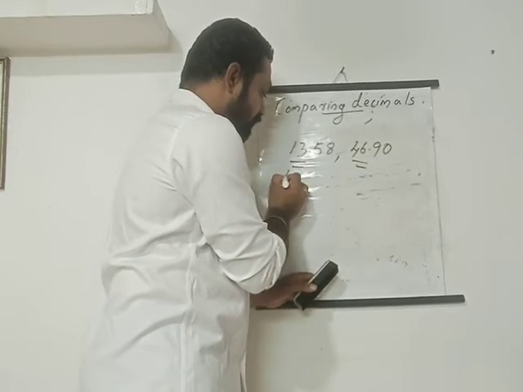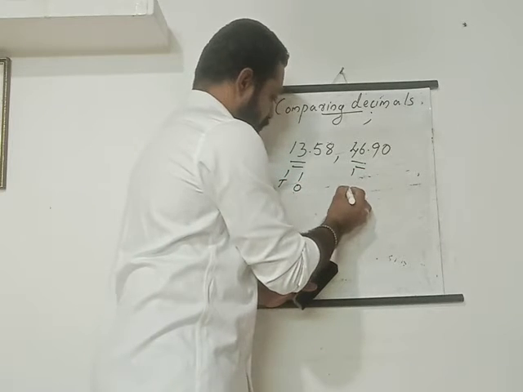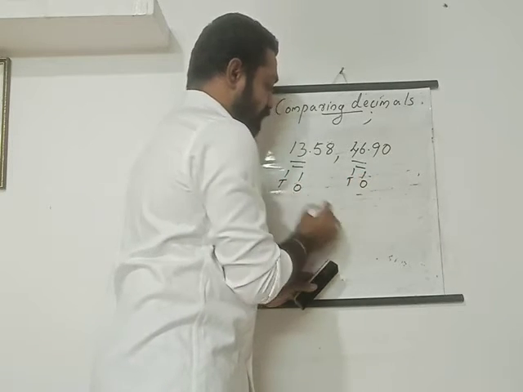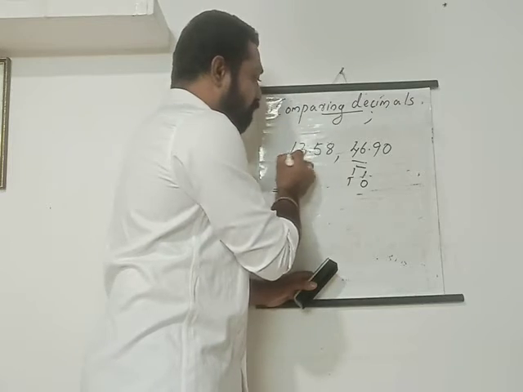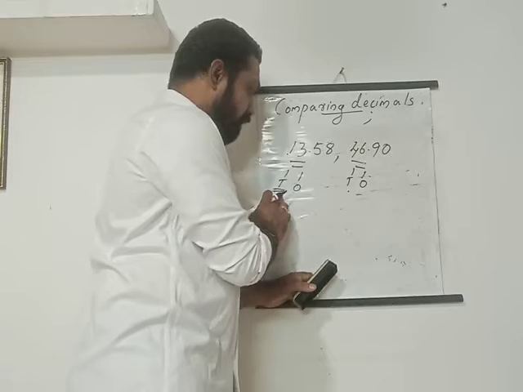This is on which place? This is on tens and this is ones place. Here it is tens and this is ones place. So in tens place here only 1 and in tens place here it is 4. So you can easily write that one, isn't it?